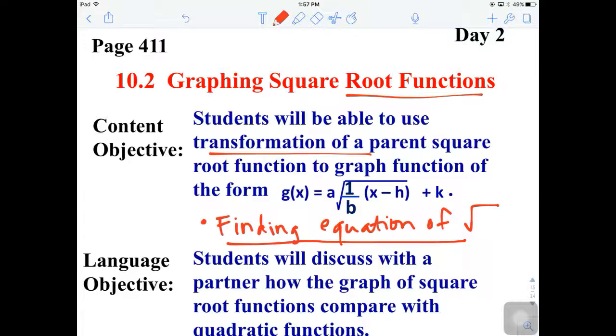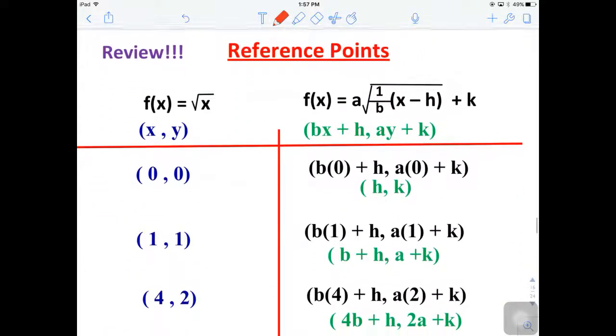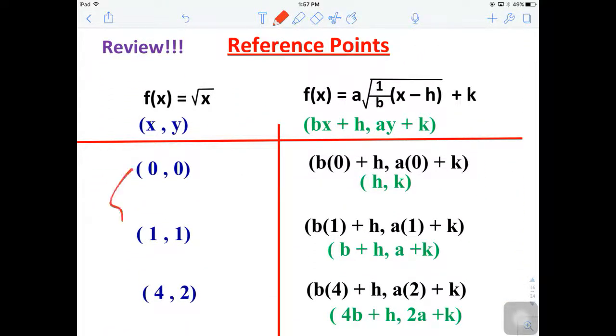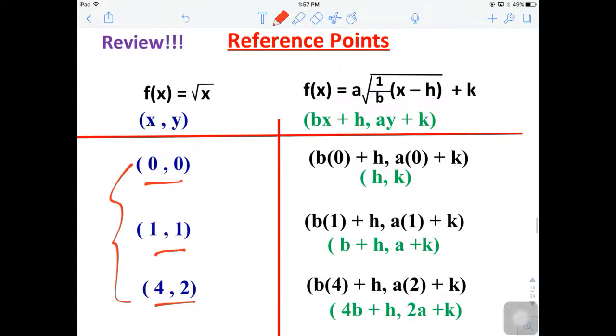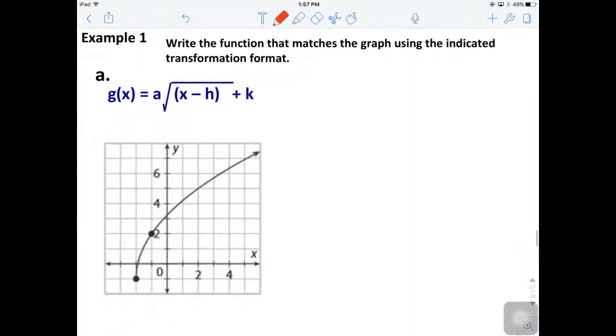So here we go, beginning the lesson, and here's a quick review of the three reference points. Remember, the reference points for a square root function are (0, 0), (1, 1), and (4, 2). And let's take a look at the first example here.